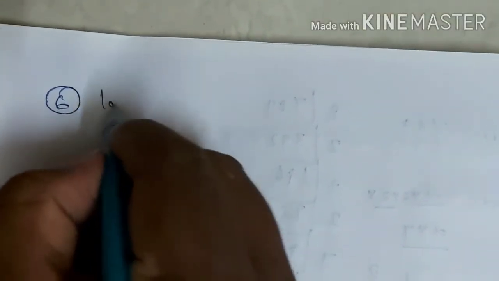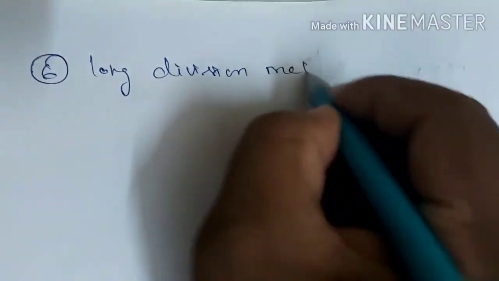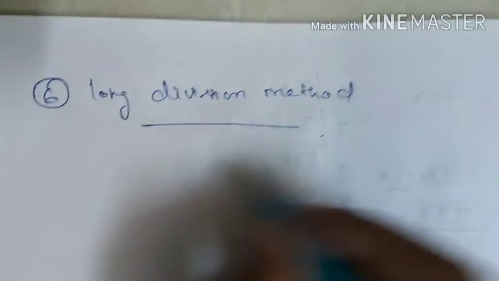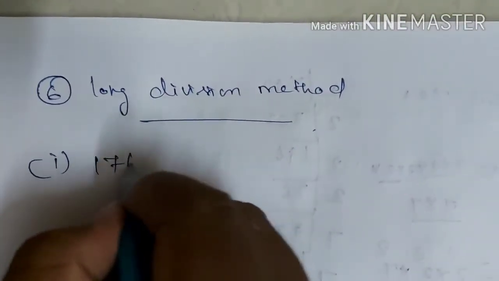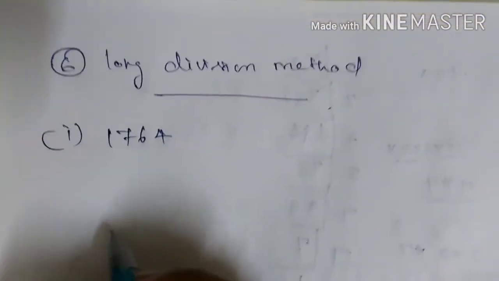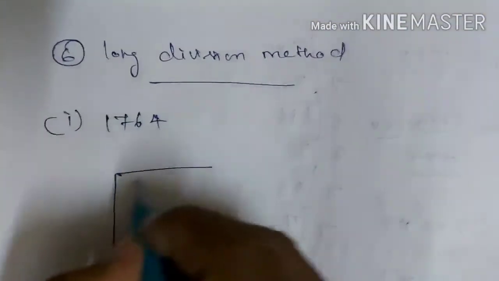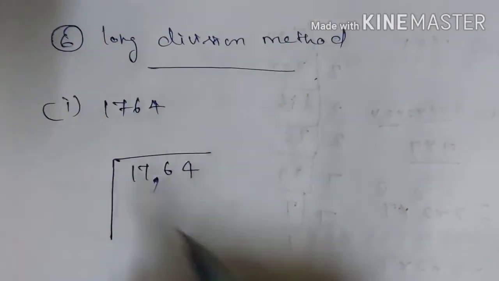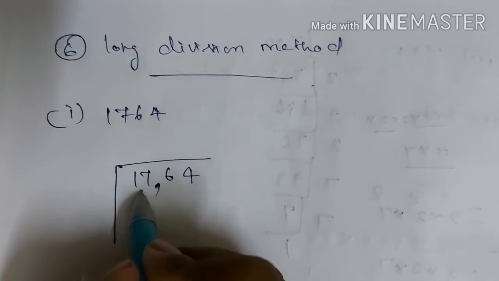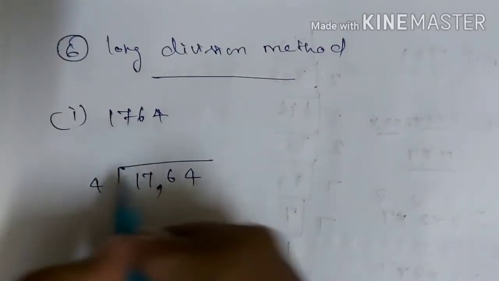Next, sixth Roman, find the square root by the long division method. Long division method I already taught. On the right side, you take 2 numbers and you divide, square root numbers only. So 1764, take the long division method. So 17 64, two numbers take.